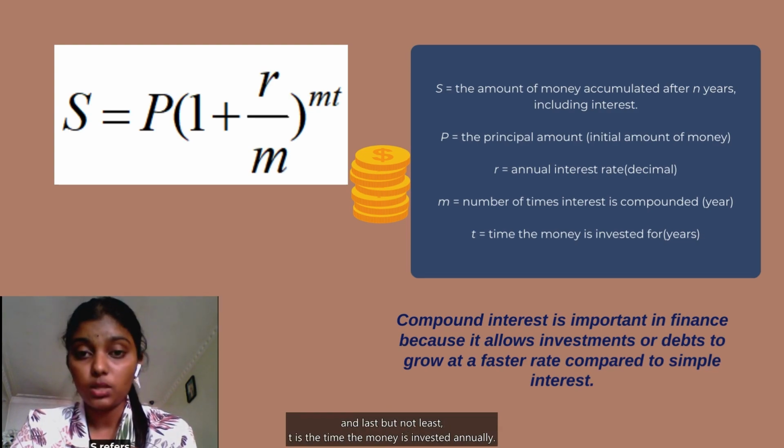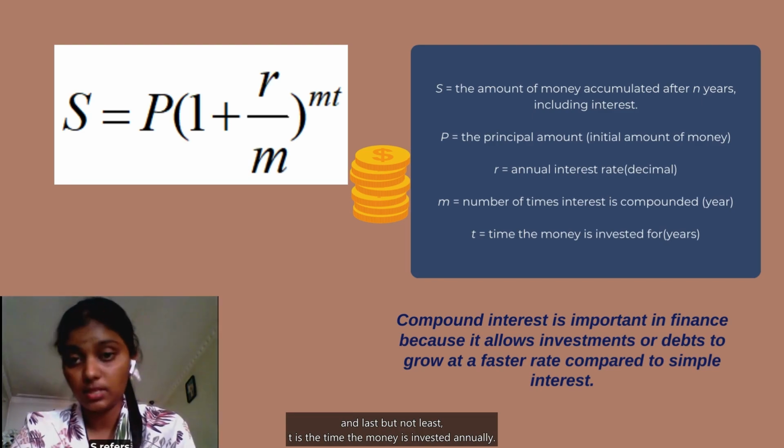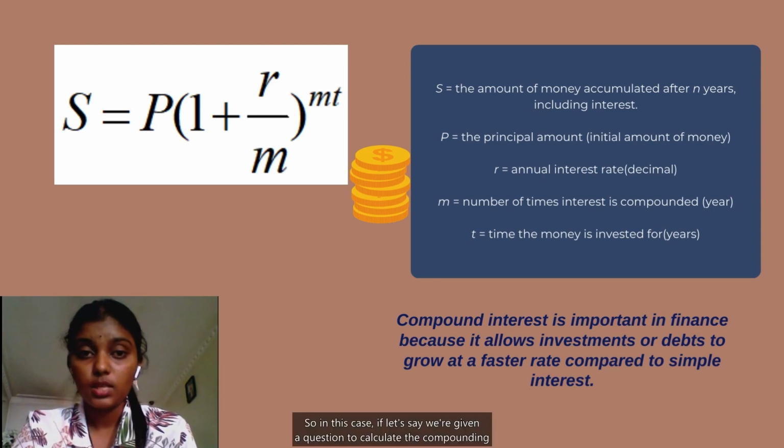And last but not the least, T. T is the time the money is invested, in years. So in this case, if we are given a question to calculate the compound interest based on compounding periods, then we can extract all the information given and insert it in this formula to find the answer, to find the amount of money accumulated.